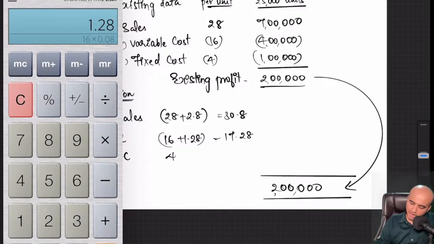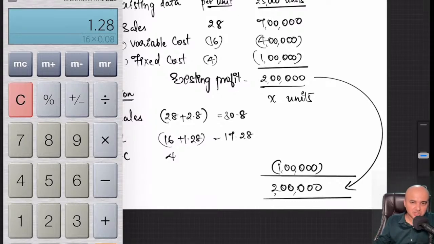And how many units should we sell to get the same profit? That we do not know. We'll have to find it out. So let us look at it now. For now, I will call it X units, because we do not know the number of units we have to sell to make the same profit even at increased selling price and increased variable cost. But what we know for sure is the fixed cost. The fixed cost is 1 lakh. It won't change. So 1 lakh remains the same.